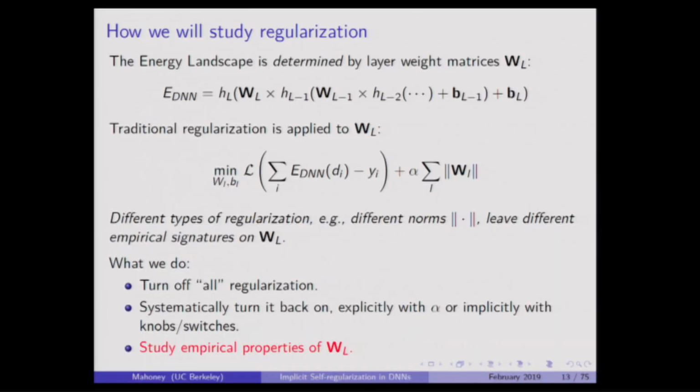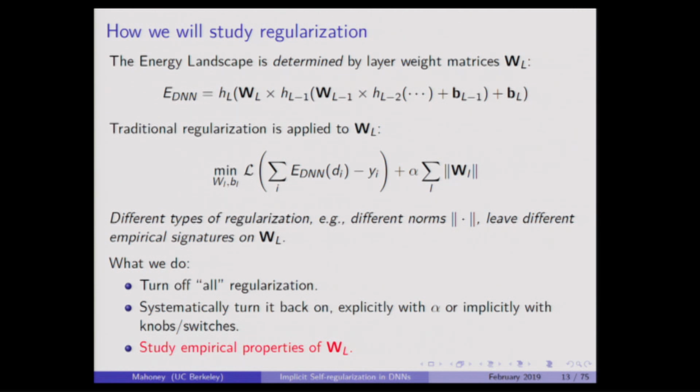So here's the model, the objective we had up before. Different types of regularization, maybe different norms, may leave different empirical signatures on W, this query axis model I was describing. So what we're going to do is try and turn off all regularization. Now that's hard because everything's regularization. So we're using theory to develop new theory, not a theorem, right? It's not a math statement I want to make here. We're going to systematically turn it back on one thing at a time.